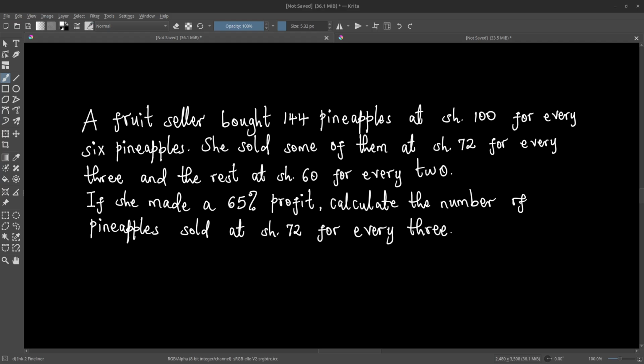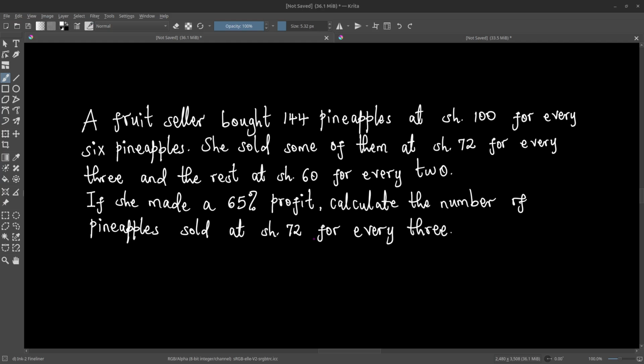A fruit seller bought 144 pineapples at 100 shillings for every 6 pineapples. She sold some of them at 72 shillings for every 3 and the rest at 60 shillings for every 2. If she made a 65% profit, calculate the number of pineapples sold at 72 shillings for every 3.